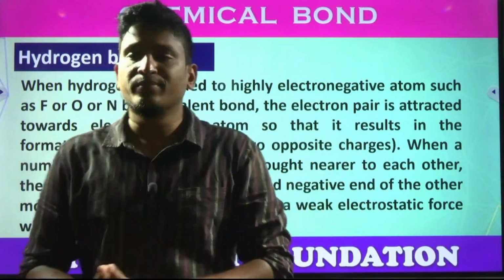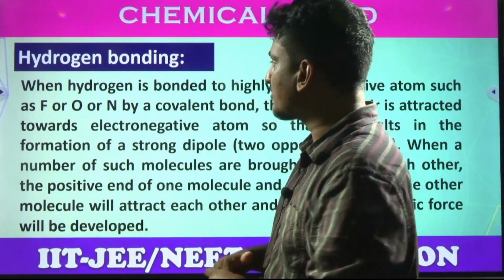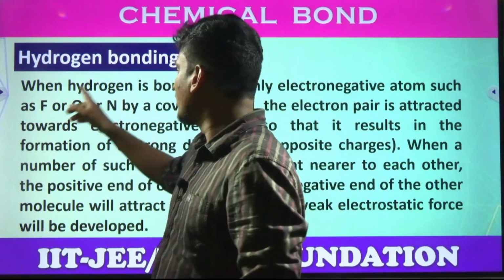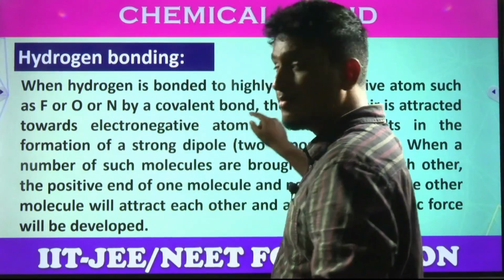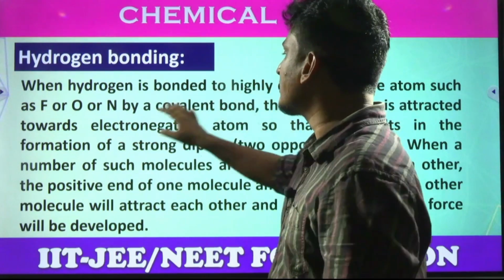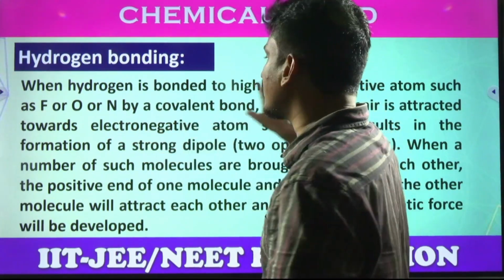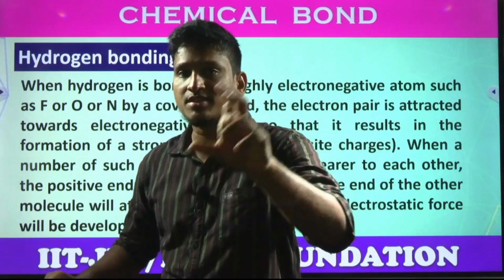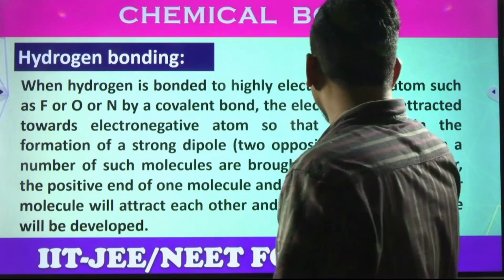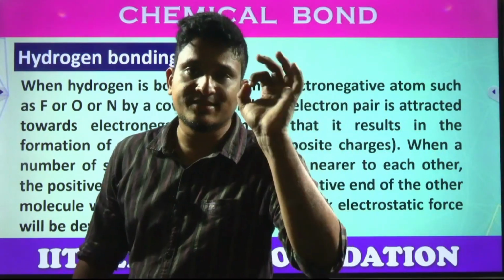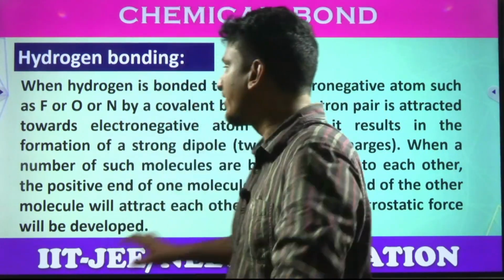So, got the clarity? If you want to define hydrogen bonding, what is hydrogen bonding, students? Hydrogen bonded to a highly electronegative atom such as fluorine, oxygen or nitrogen by a covalent bond. This is a covalent bond only. Which covalent bond? A polar covalent bond. The electron pair is attracted towards the electronegative atom, so it results in the formation of a strong dipole, opposite charges, partial positive charges and partial negative charges. So a weak electrostatic force of attraction will be developed, and this weak attraction is called hydrogen bonding.